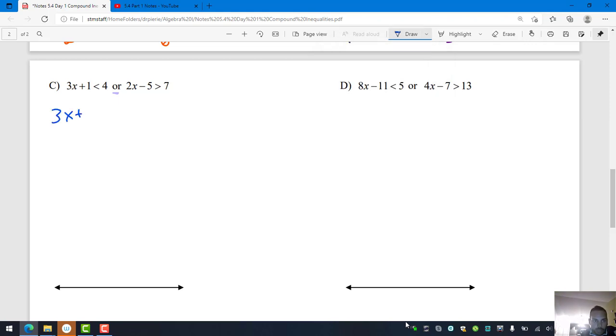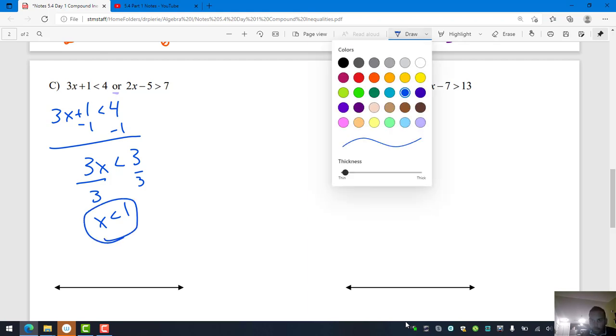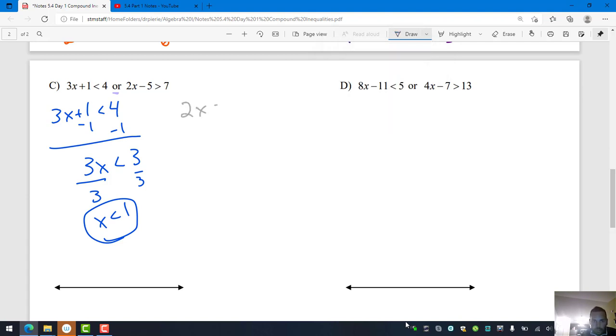I'll have 3x plus 1 is less than 4, and let's try to solve it. I'll subtract 1 from both sides. 3x is less than 3. Divide both sides by 3, and I should get x is less than 1 as my first inequality. I'll circle it. Then the other one is 2x minus 5 is greater than 7. Let's solve for x, add 5 to both sides. 2x is greater than 12. Divide both sides by 2, and I should get x is greater than 6 as my second.